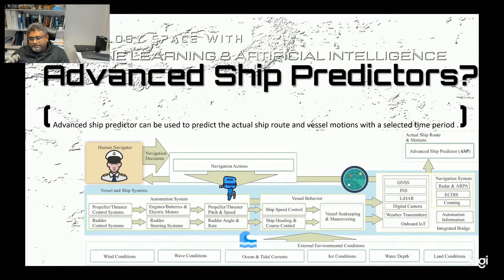Here we are proposing two important technologies that can support human navigators as well as digital navigators when they are controlling autonomous ships. The first technology would be the advanced ship predictor. The advanced ship predictor can be used to predict actual ship routes and vessel motions within a selected time period. This time period can be a small scale or a large scale depending on the local and global conditions you are looking into. I will have a separate video on the development of an advanced ship predictor.